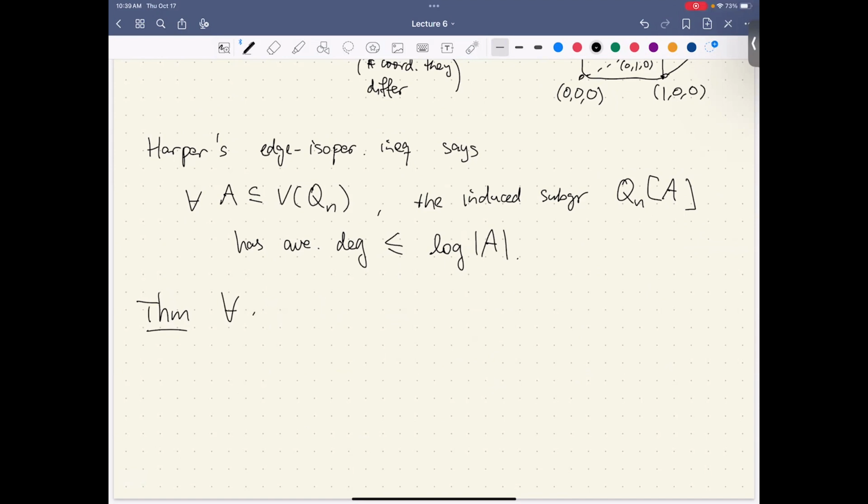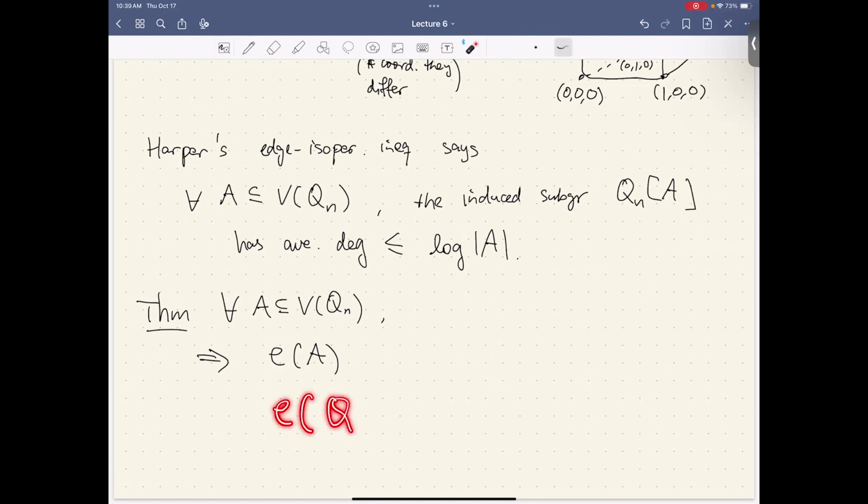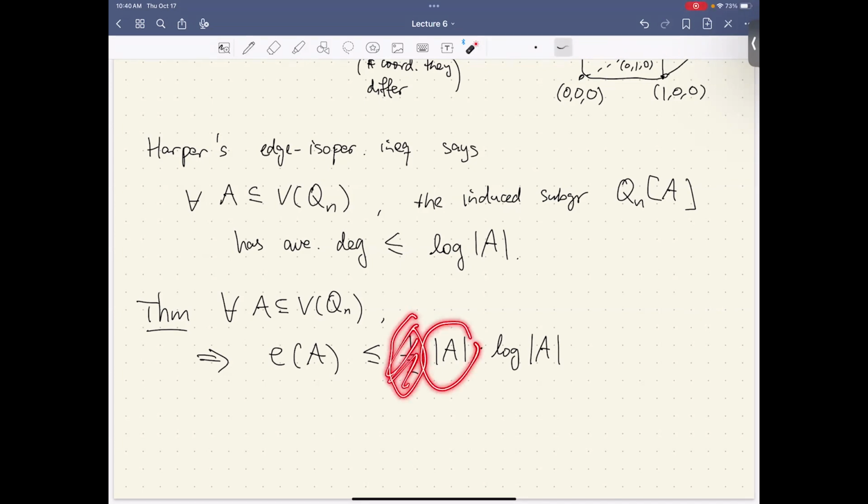Exactly what I just said. For any A, let me state it in a slightly different way. Then the number of edges in A, what I really mean is the induced subgraph on A, is at most 1/2 |A| times log base 2 of |A|. Okay, so the average degree is 2 times the number of edges divided by the number of vertices. So this is the average degree. This bound is optimal.